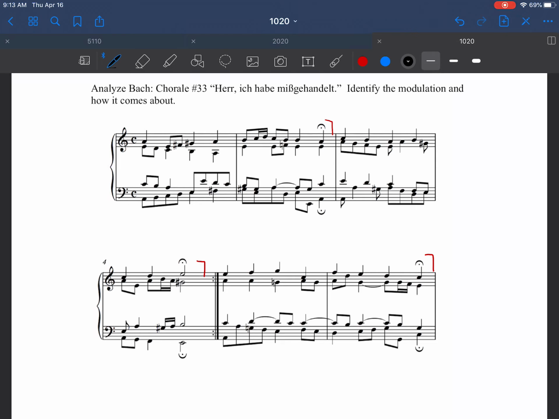The opening, I see an A minor triad on beat one and no sharps, no flats. It sounded like tonic to me in the opening, so I'm going to say that's a one chord. I also heard at the end of measure two that it sounded like an authentic cadence, and we have an A minor chord at that point as well.